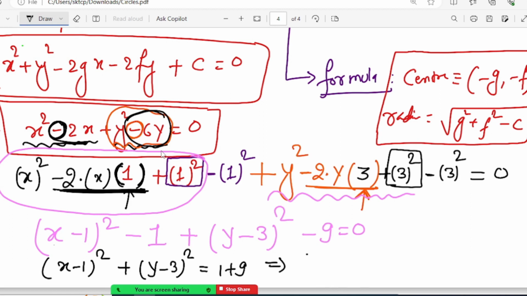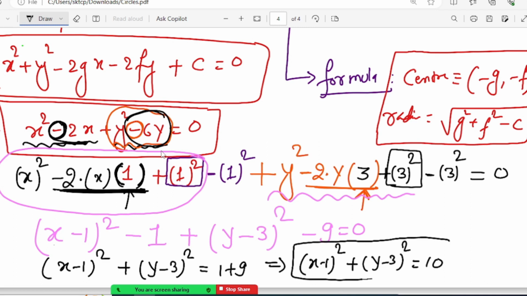So you can write (x minus 1) whole square plus (y minus 3) whole square is equal to 10, right? So we have converted back to this form. So can you tell me now what will be its center and what will be its radius?